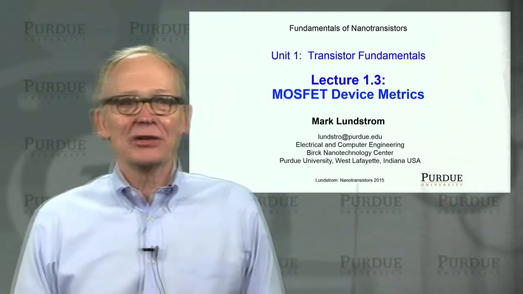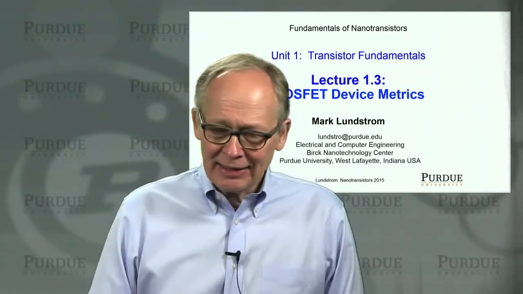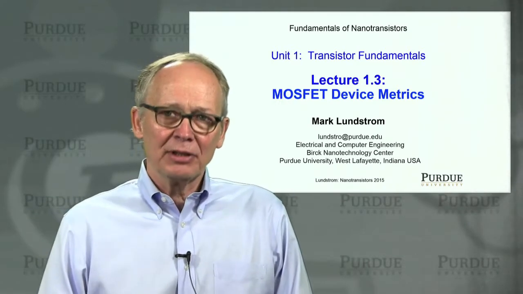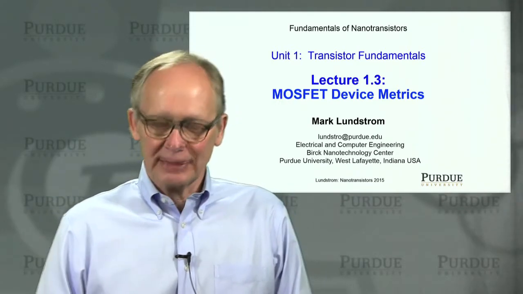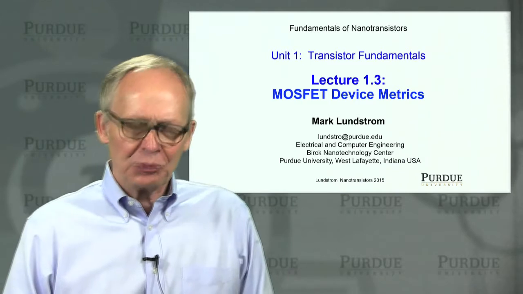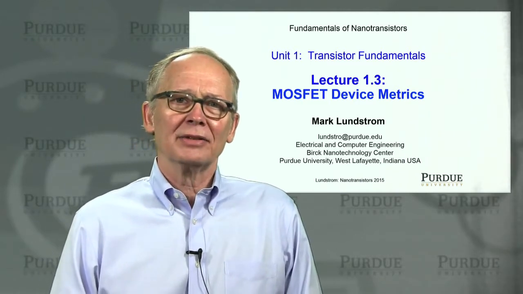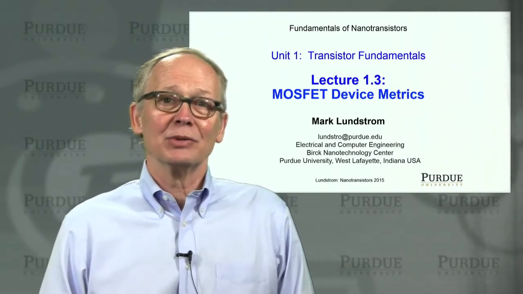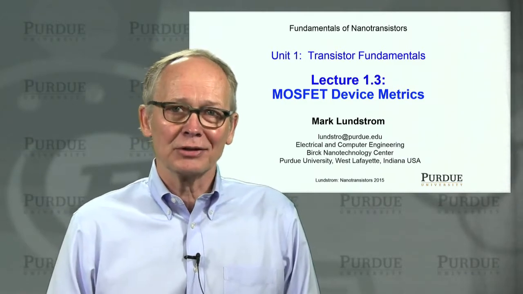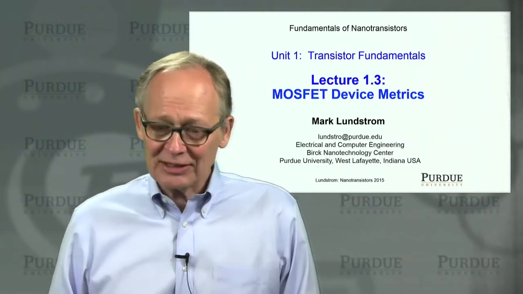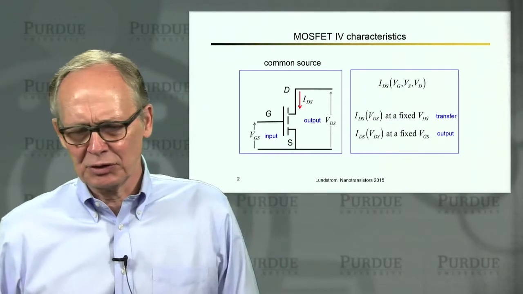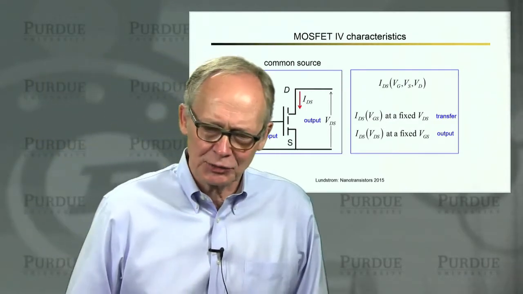Welcome back. This is Lecture 3 of Unit 1. In Lecture 2, we began to get familiar with the IV characteristics of transistors. So in Lecture 3, we're going to talk a little more quantitatively about what makes a good transistor. What do device designers look for in those IV characteristics? These are called device metrics, and there are a few device parameters that we will talk about as well.